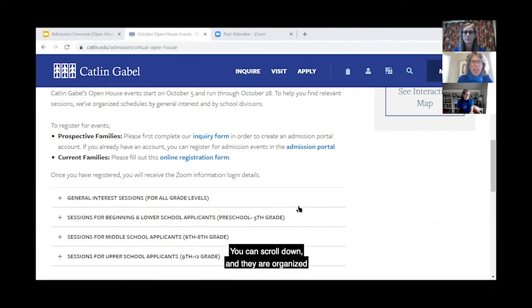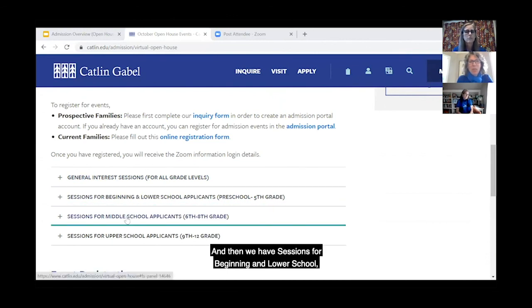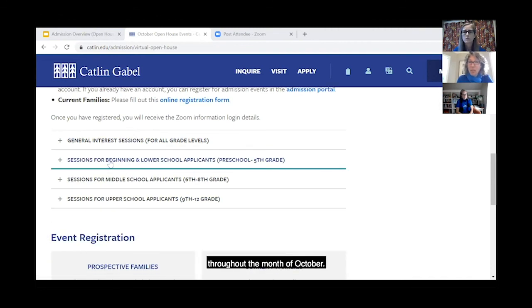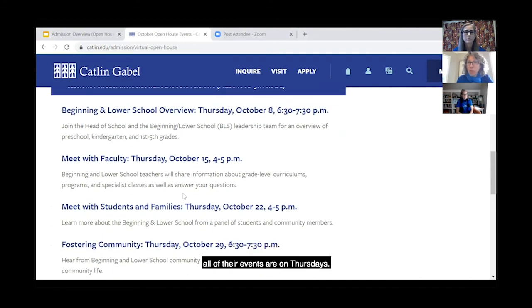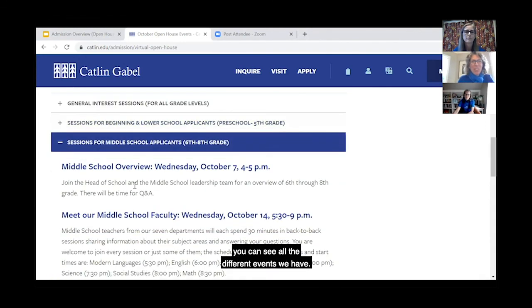You can scroll down and they are organized by general interest sessions, meaning admission and financial assistance, and those are all on Mondays. And then we have sessions for beginning and lower school, middle school, and upper school, and those are all on predictable days throughout the month of October. So for example, beginning and lower school, all of their events are on Thursdays. All of middle school is on Wednesdays, and all of upper school is on Tuesdays to try to make it easy for you. And as you get into the accordion, you can see all the different events.